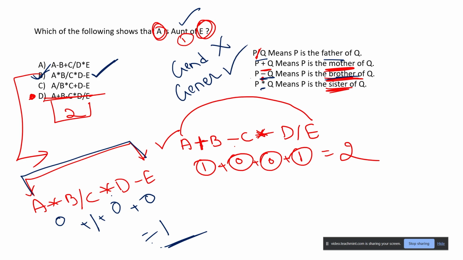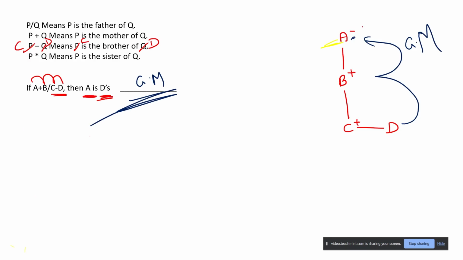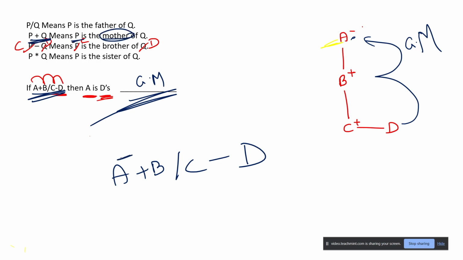Okay, just for your clarification, I will solve the previous problem also using this method. So see here, A plus B by C minus B. What we are having here, A plus B. A plus B means A is the mother. A is mother means A is a female person. That means we want the answer to be a female. If you are having options, you can eliminate all the male options from the options.